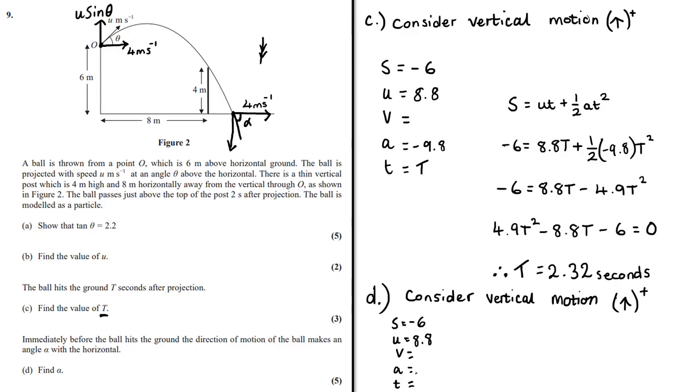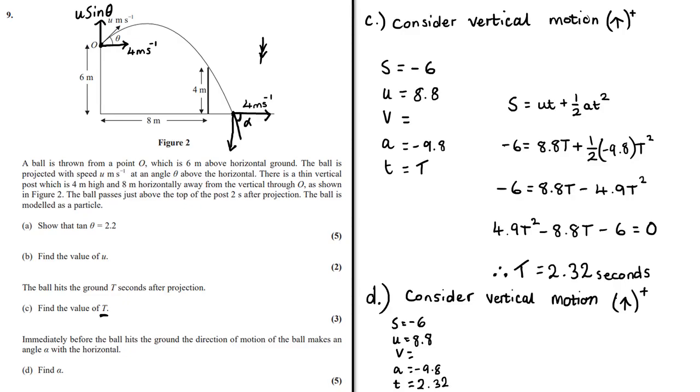V, again, we don't know that. A, again, using the fact that it's under gravity, that will be minus 9.8. And then finally, T will be the time here where it hits the ground, which we've just found in part C. So you can either input that as 2.32 or just write big T if you prefer, but we'll give it as 2.32 there.